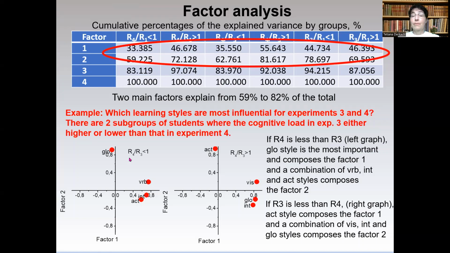If R4 is less than R3, as you see on the left in my picture, global style is the most important and composes factor 1, and the combination of verbal, intuitive, and active styles composes factor 2. If R3 is less than R4, on the right, active style composes factor 1, and the combination of visual, intuitive, and global styles composes factor 2.